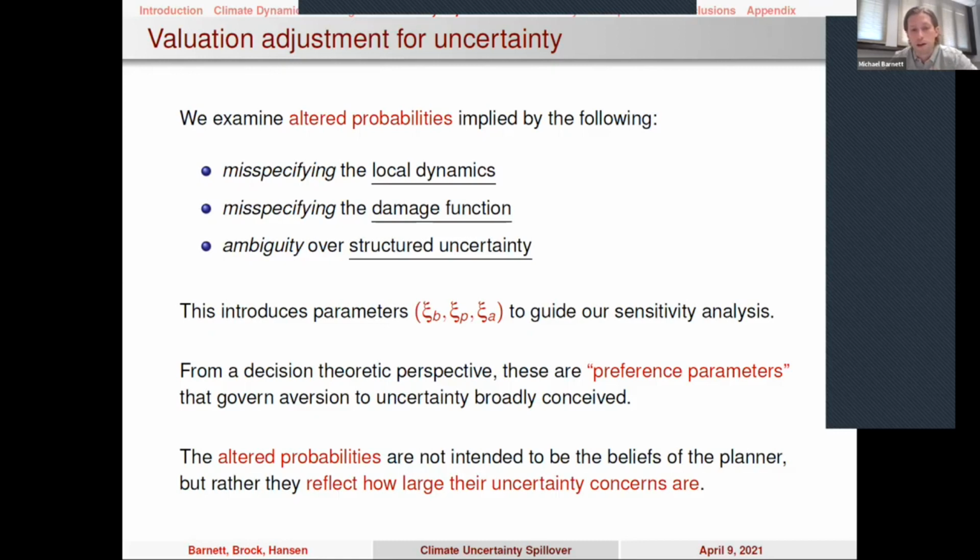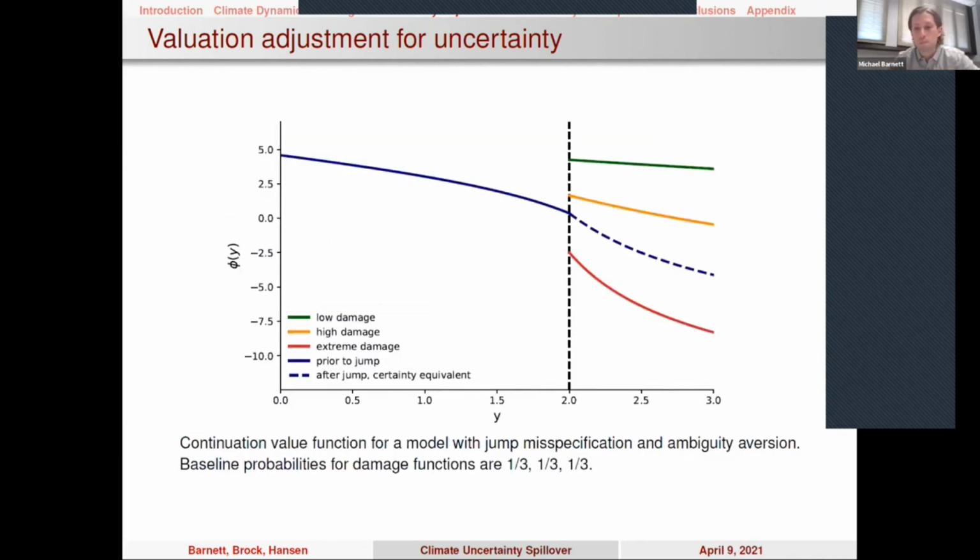Now, a key part is that the altered probabilities that we're going to be looking at are not intended to be the beliefs of the planner. Rather, they're reflecting how large their concerns about uncertainty are, and then helping them adjust their policy in conjunction with that. Let me visually talk you through this uncertainty to show how this might matter. So here we have a figure of the value function, and this is going to have temperature anomaly on the y-axis.